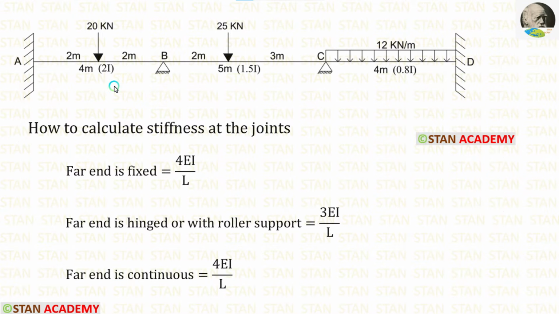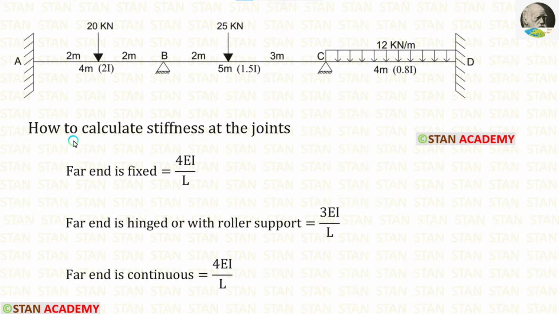In Kani's method, we have to calculate the rotation factor. We have to calculate the rotation factor only in the joints. Here we are having two joints, joint B and joint C. In these joints only we have to calculate the rotation factor. For calculating the rotation factor, we have to find the stiffness. The stiffness should be calculated in the same way we do in the moment distribution method.